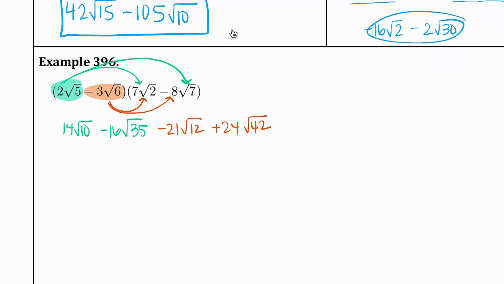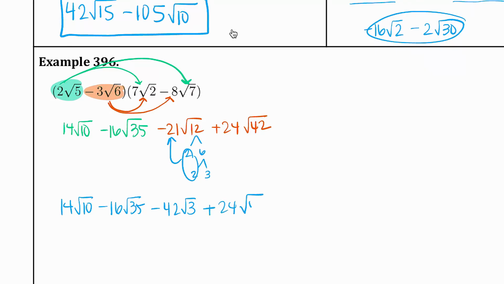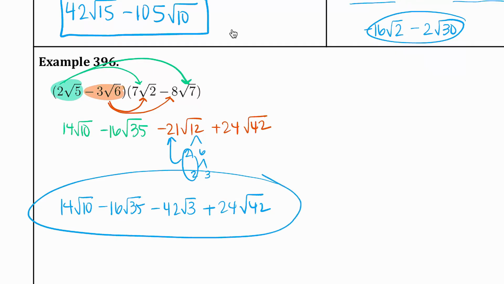We want to see if things can be simplified, and actually on this one, the only one that can be simplified is this right here, negative 21 square root of 12. That gives me a 2 and a 6, 2 and a 3. We take out a 2. This one I'm just going to bring down, bring this down. This turns into minus 42 square root 3 plus 24 square root 42. We don't have any like radicals, so we leave our answer just like that.